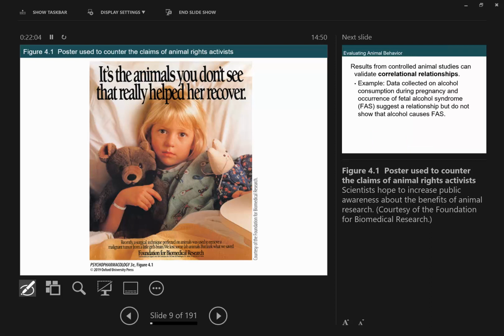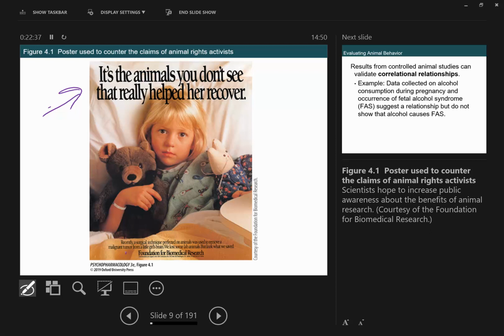And here's just a fun picture of a sad little kid. It's the animals you don't see that really helped her recover. She doesn't look like she's fully recovered. She still looks upset about whatever the problem was. I mean, don't get me wrong. Maybe they told her about all the animals they killed in the process to find those drugs. And she was like, maybe we lost some lab animals, but look what we saved. I think they told her we killed some animals to save your life. Yeah, this is because of you.